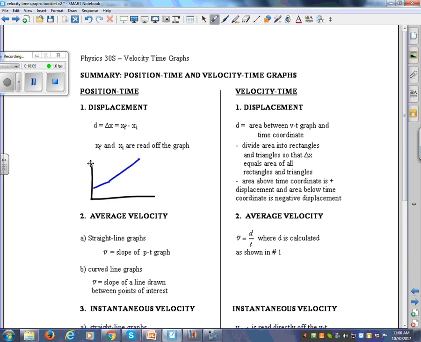Like so. Right? That would be xf, that would be xi, and you subtract them. You're asked to find displacement. So you find the initial position, xi, you find the final position, xf, and you subtract them. Some people like having that little graph there as a little visual reminder.